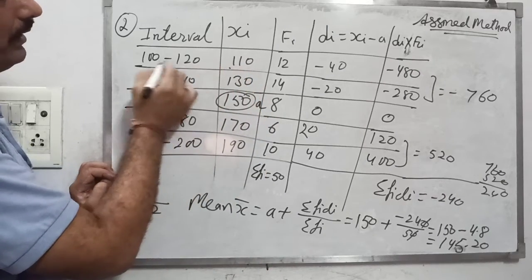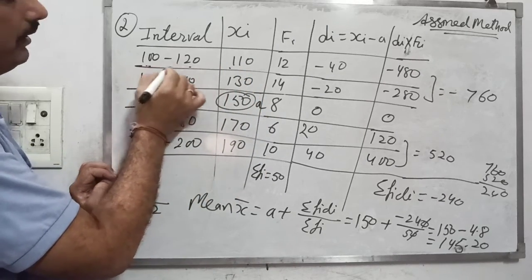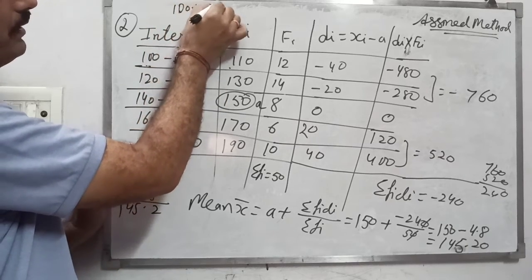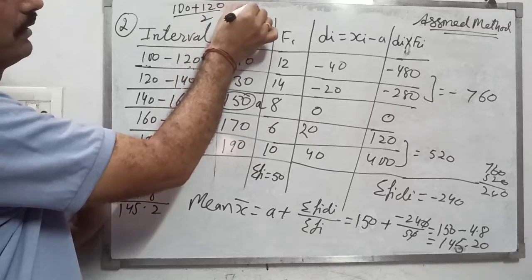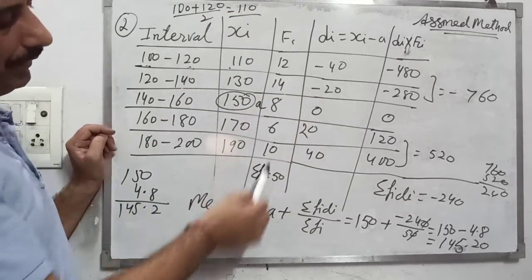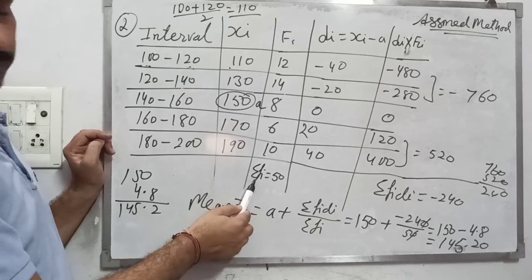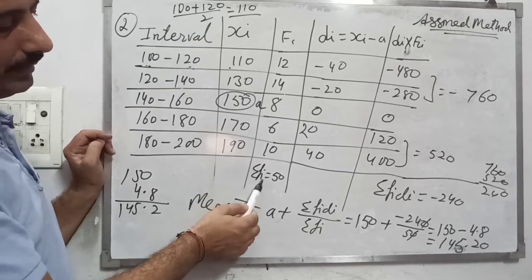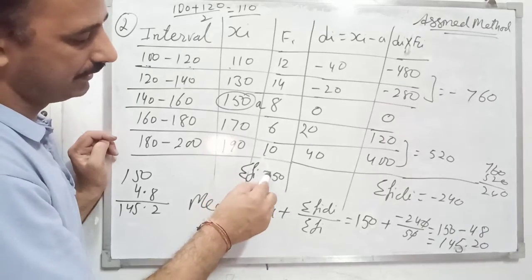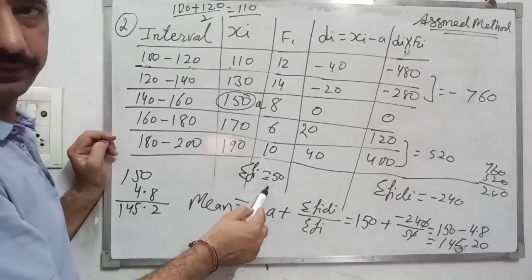We know how to find xi: adding both ends and dividing by 2. 100 plus 120 divided by 2, you get 110. xi is the mid value of the interval. The frequency is given. We find the sum of all the frequencies, and the summation is equal to 50.